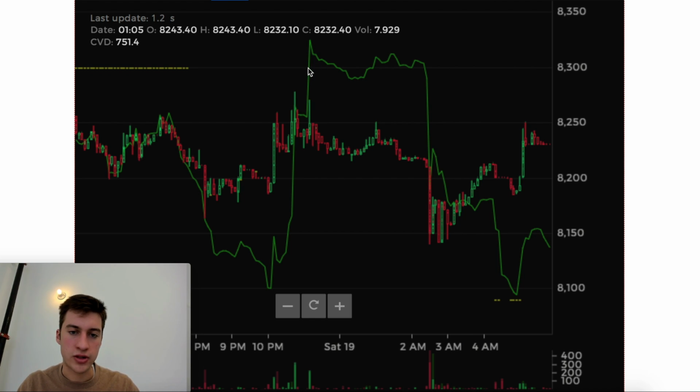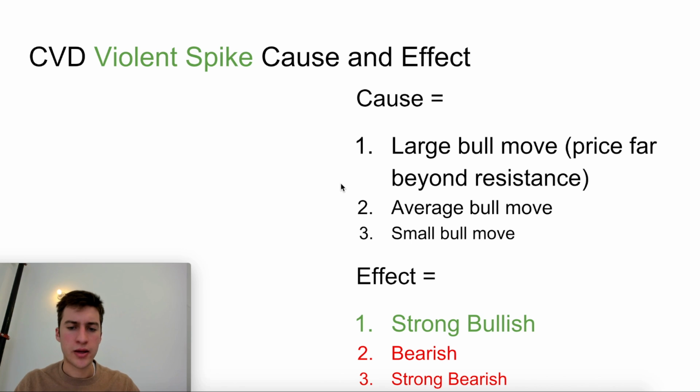And it's going to have a harder time making new highs. So we can see that one there with that small bullish move with a violent spike in CVD is going to typically, more often than not, be met by a strong bearish move.